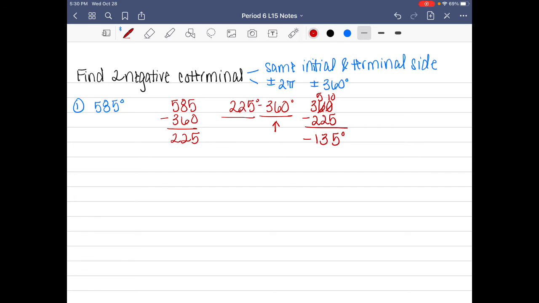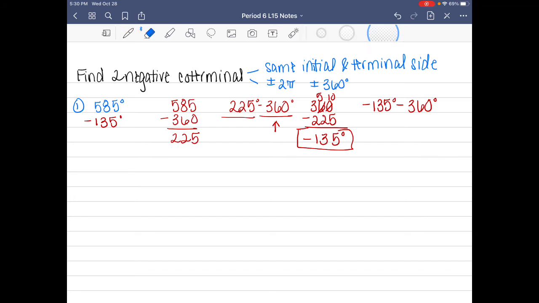And once again, we take the sign of the bigger number, and the bigger number was 360 degrees. So I subtracted 360, I got 225. I subtracted another 360, I got negative 135. So we have one of the coterminal angles, but I want another one. So what I want to do is start with this negative 135 and subtract another rotation.